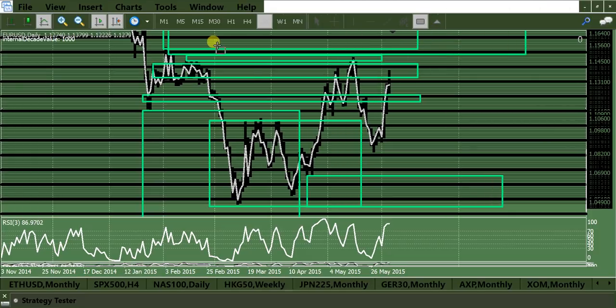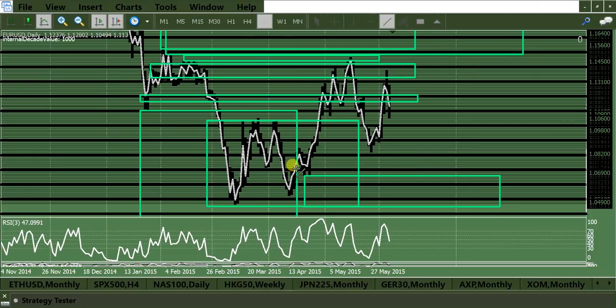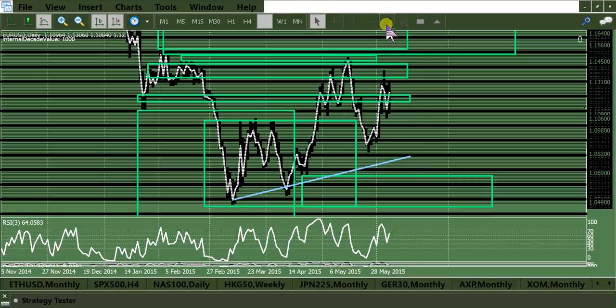Here comes the trend line traders. Oh boy, look out for these guys. They think it's an uptrend.